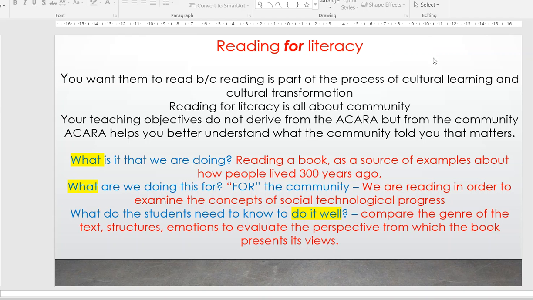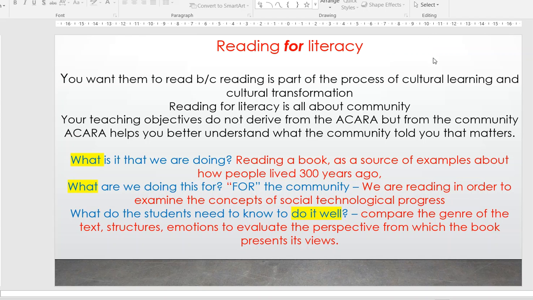So you want your students to read because reading is part of the process of cultural learning and cultural transformation. Reading for literacy is all about community, therefore, right? We don't read in order to one day become part of the community. We're reading for literacy, not for the sake of reading, and reading for literacy means it is all about community. Now I'm going to tell you one thing that might look a little bit new, it's one sentence, I think. But it is simple, if you take it with fresh eyes.